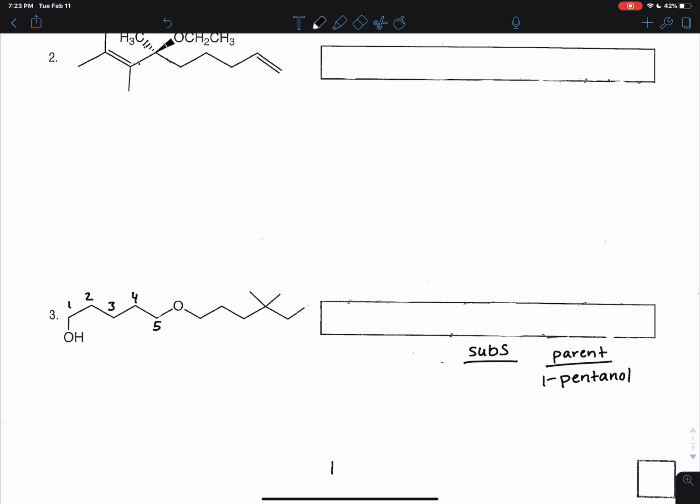Okay, what are our substituents coming off? Coming off 5, we have this entire ether group, right? So we have to approach this using the complex naming, okay? With ethers as a substituent, you always start numbering from the carbon that is directly attached to the oxygen. So this is our number 1, no matter what. Six, right? So we're gonna have to put hexoxy.